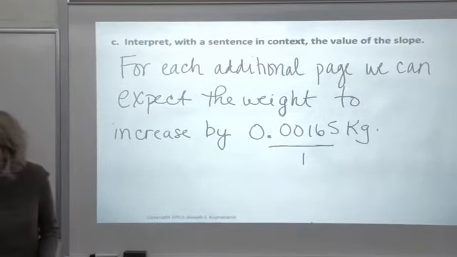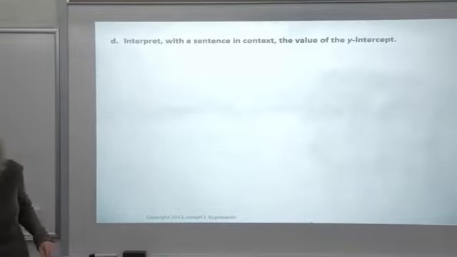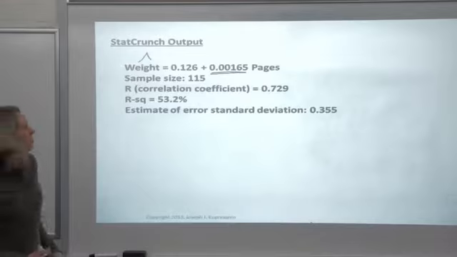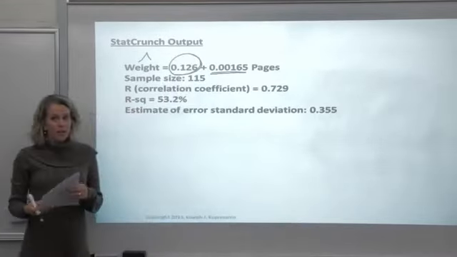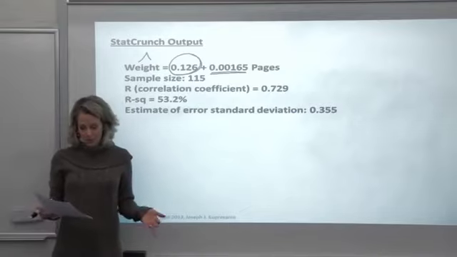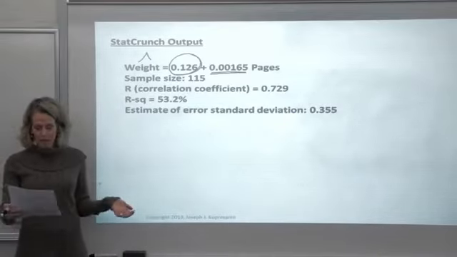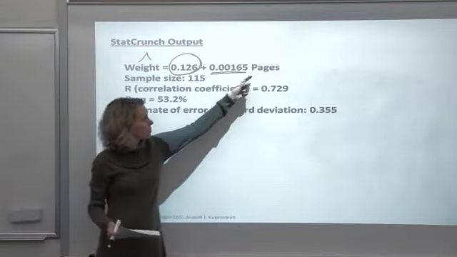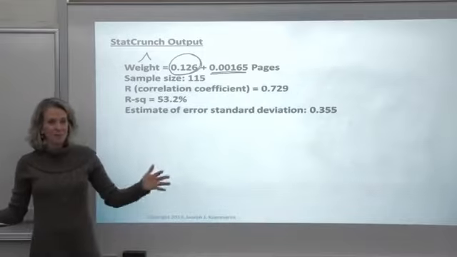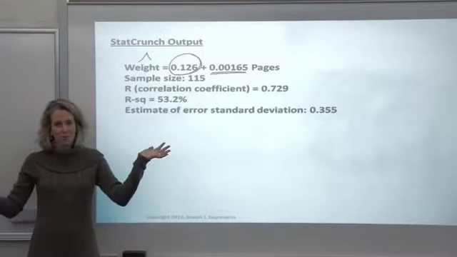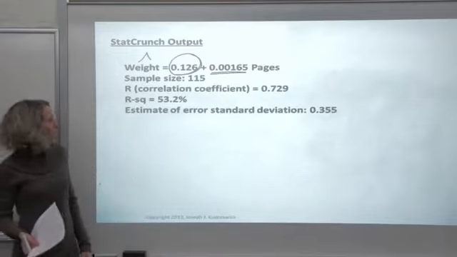All right. How about the y-intercept? Let's interpret that. So back to our equation. Here is our y-intercept. You have to think, can I interpret that? If x is 0, does it make sense to have an x value of 0? When x is 0, how many pages does that book have? We've got a book with no pages, right? Can't have a book with no pages. And so it doesn't make any sense to interpret the y-intercept.